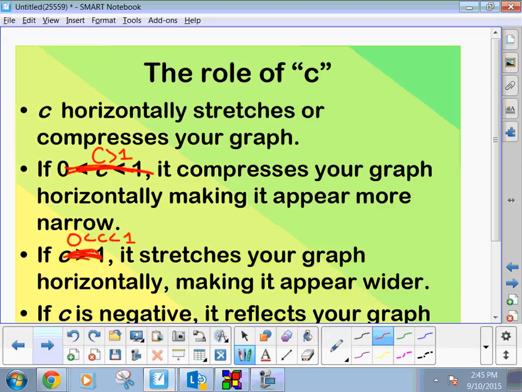Oh, and then, you know what? We'll do the last one too. C is negative. But not now. Write it down, and then we'll do when the C is negative. That one's probably the most interesting one out of all of them. Be excited when we get there.